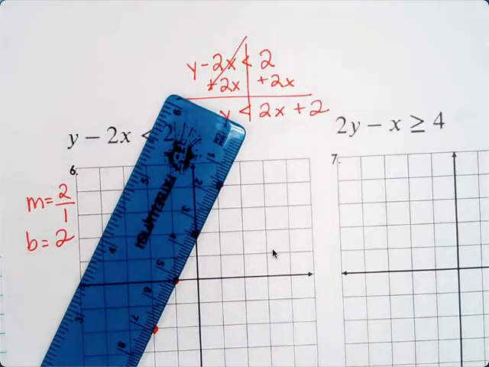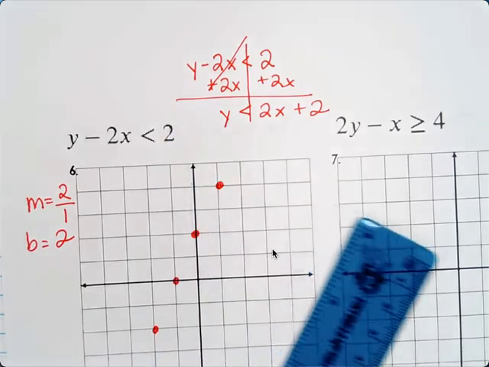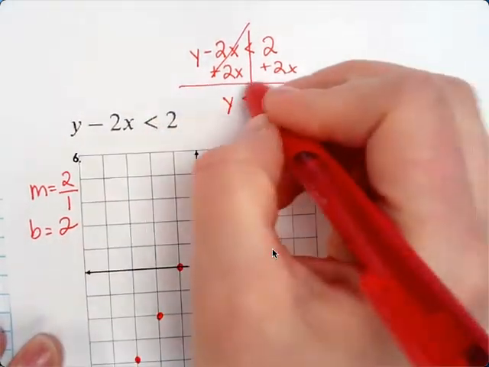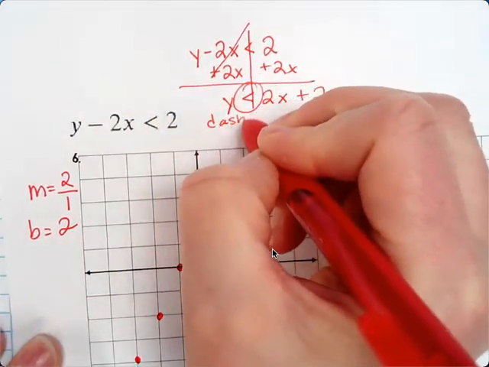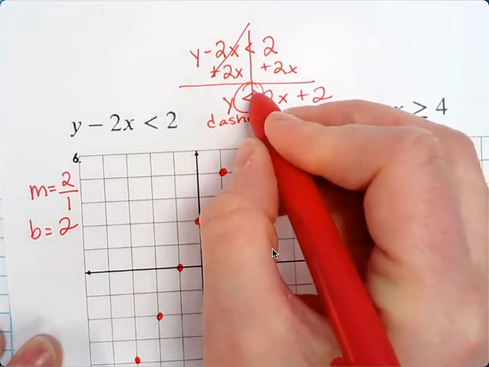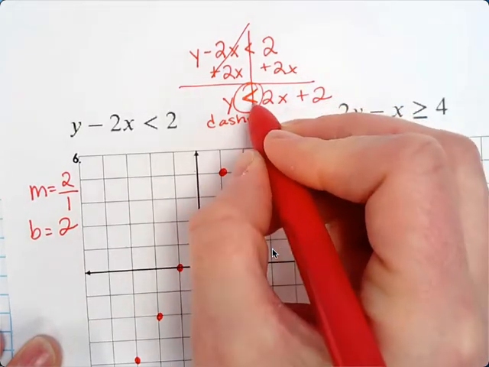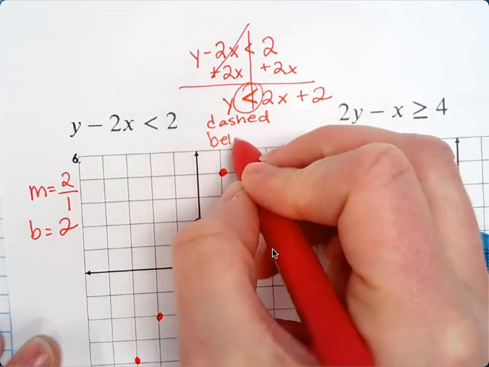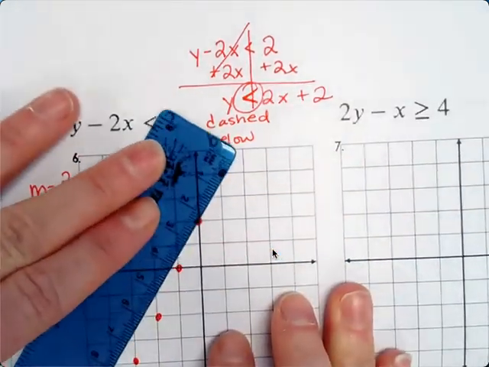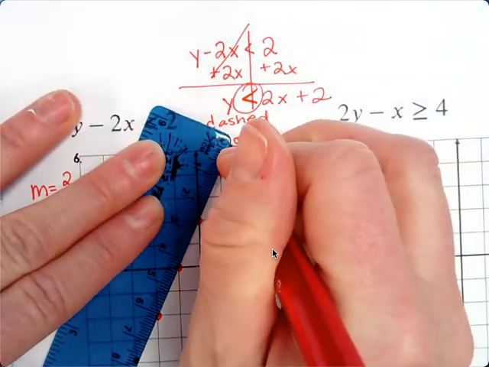But before we do that, we need to write dashed or solid. What is this going to be? Dashed. And what shade? Above or below? Yeah, it's a less than, so it's going to be below. So make sure you make it look dashed.